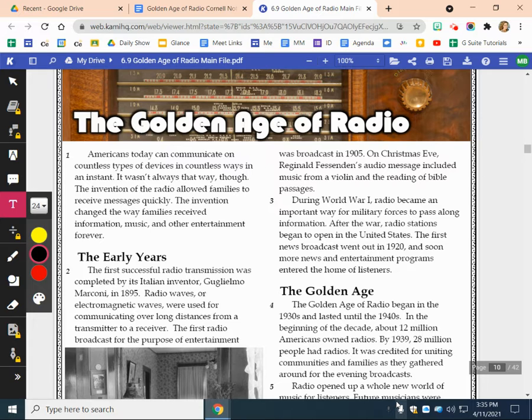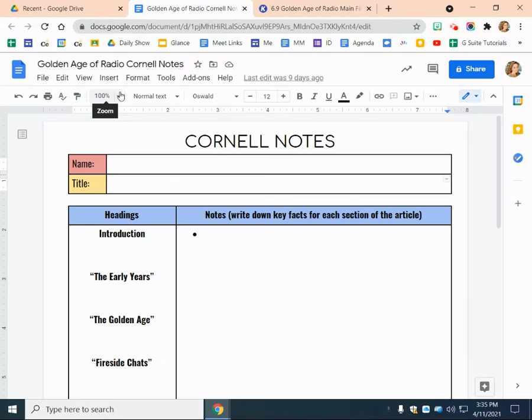So on your screen, you should have the organizer for Cornell Notes that look like this. Go ahead and put in the title, The Golden Age of Radio, so you know what article these Cornell notes match with, and then you can put your name at the top. And while you're doing that, I'm just going to highlight the different sections of your notes today.